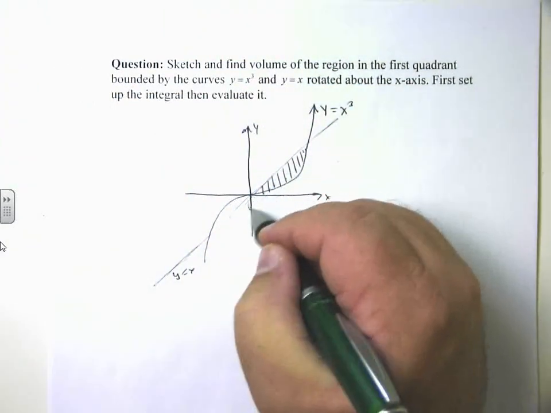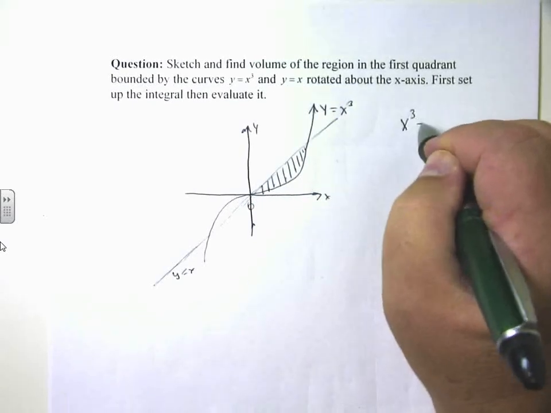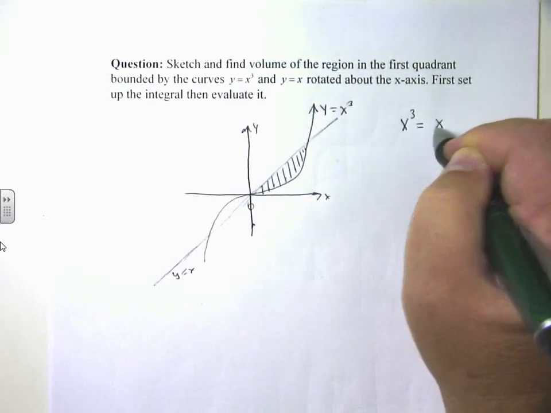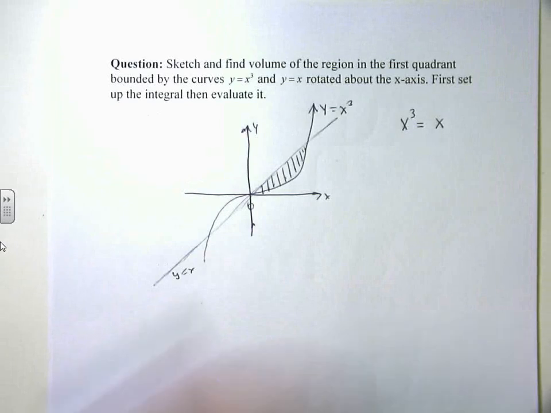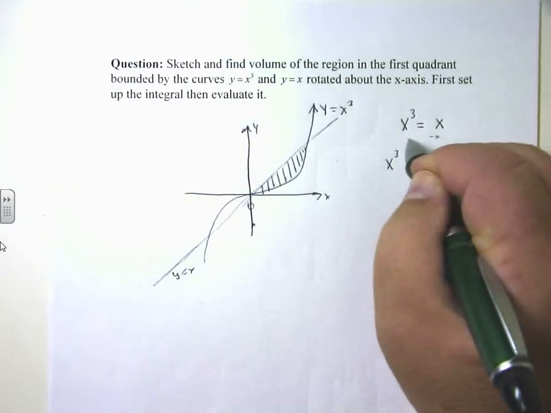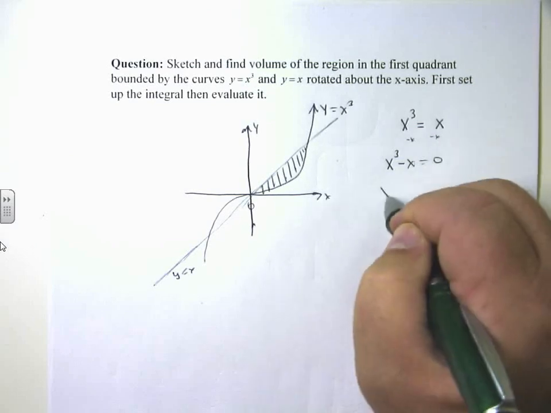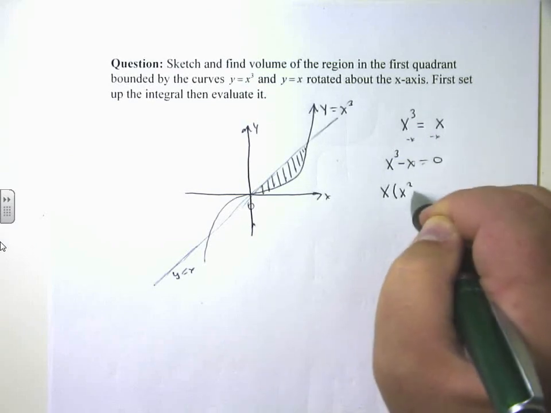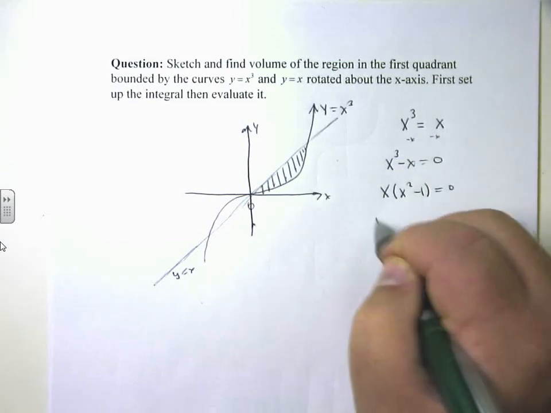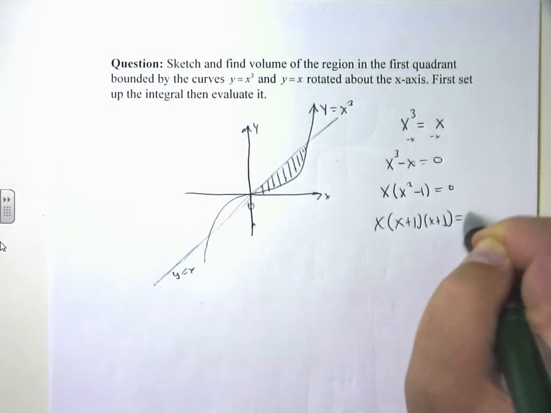One's pretty obvious, it's 0, but the other one, I'm going to have to take my two equations, y equals x cubed and y equals x, and set them equal to each other to find points of intersection. It's a cubic, so it's a polynomial. I'll set it equal to 0, so I'm going to subtract x from both sides. So I get x cubed minus x equals 0. I can factor out an x, leaving me with x squared minus 1 equals 0.